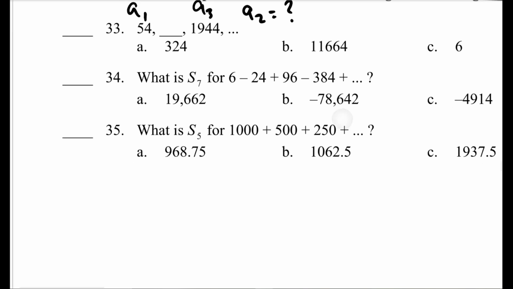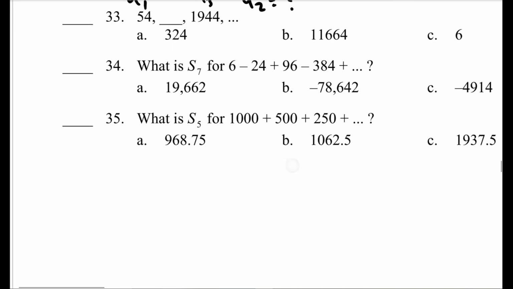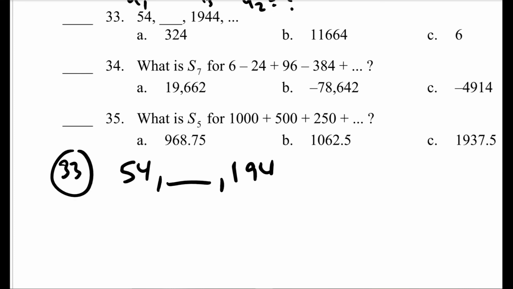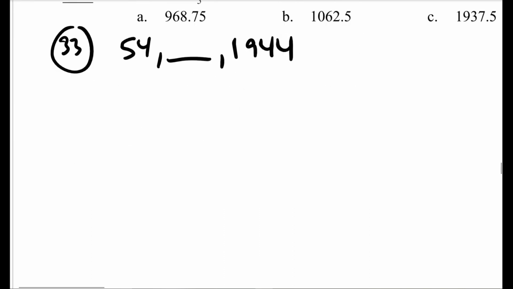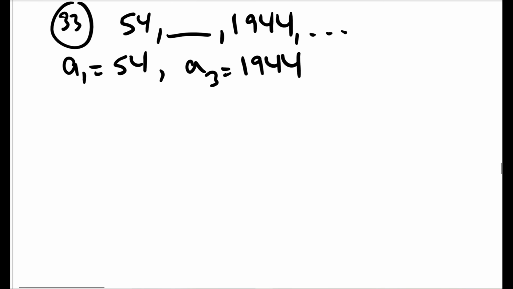So what we're going to do is set up two equations for the geometric sequence. Okay, so I'm going to do number 33 down here. So again, we said that we know a1 and we know a3, and that's it. That's all we know. a2 is a question mark.